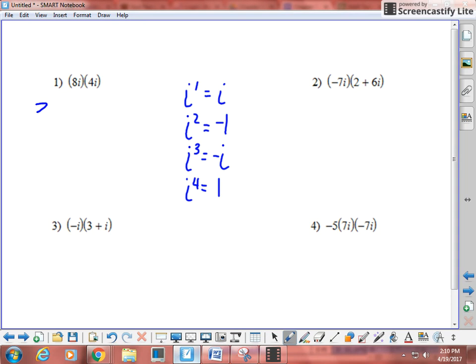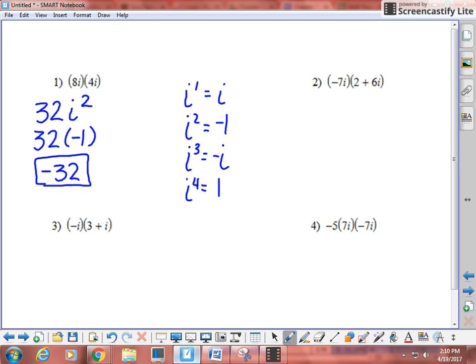Okay, so the first one up here, we're going to multiply these together. When I multiply the numbers, I get 32. When I multiply the i's, I get i squared. Well, I know that i squared is really negative 1, so I put that in place. Now I'm multiplying these two together, and I get negative 32. That's my final answer.